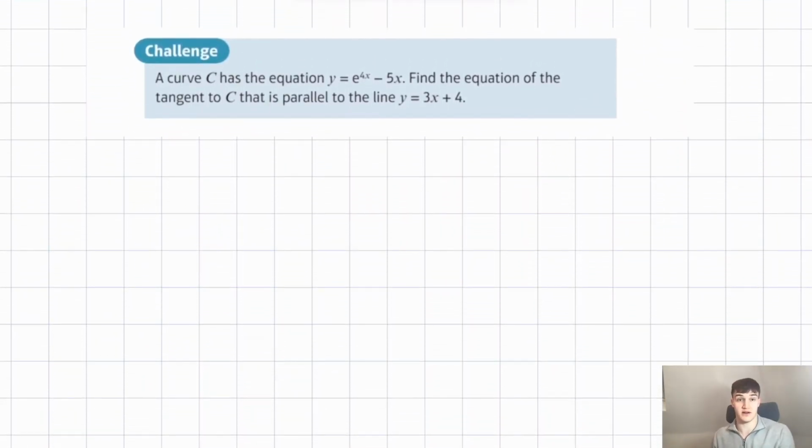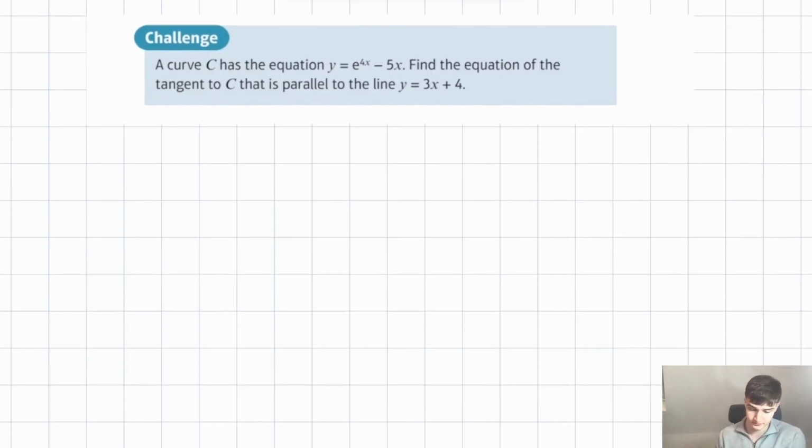So, finally, the last question is going to be the challenge. And what have we got here? We've got a curve with equation y is equal to e to the 4x minus 5x. Find the equation of the tangent to C that is parallel to the line y is equal to 3x plus 4. It's a little bit more complicated this time, because instead of just finding the equation at a point, we're having to actually find the point where we have a certain gradient.